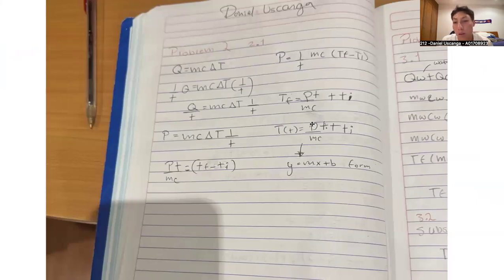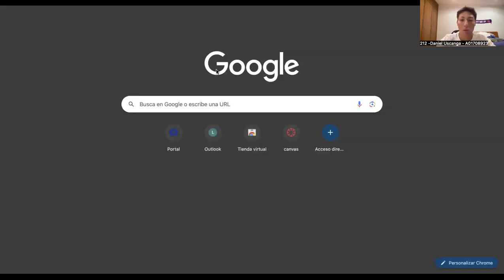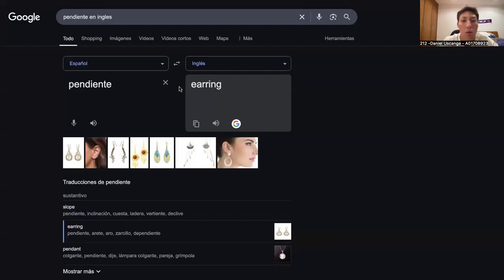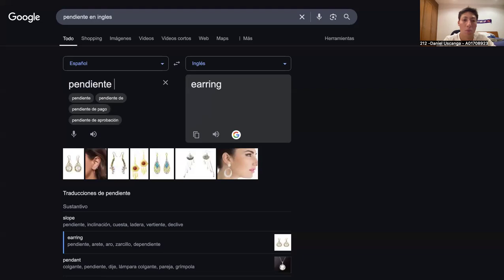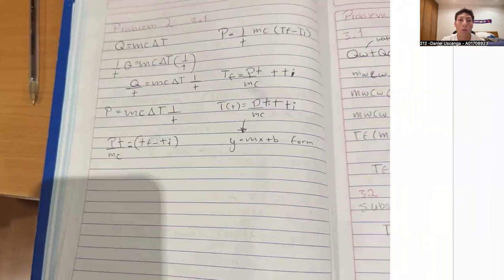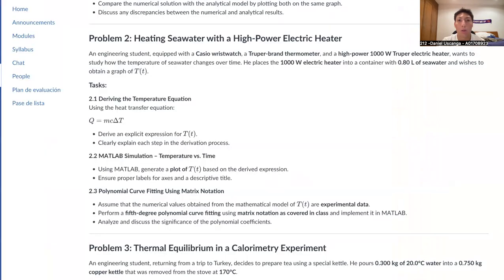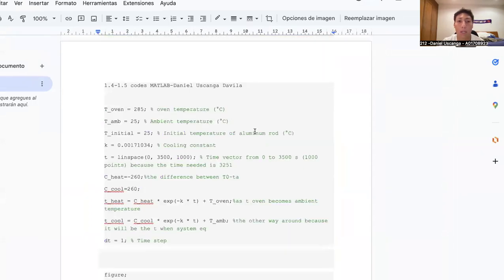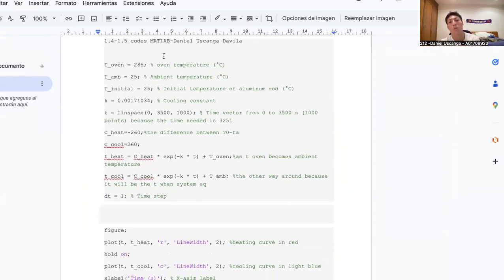Then we have this as a linear equation form, because we know this is our pending or a tangent line. Let me see that. Our slope, it will be our slope, I'm sorry. And we have also our MATLAB model. The MATLAB model of, let me explain very fast, the MATLAB model for 1.4 and 1.5.